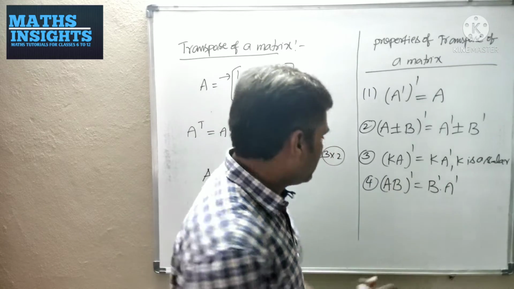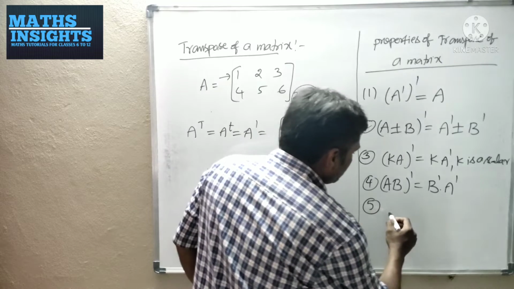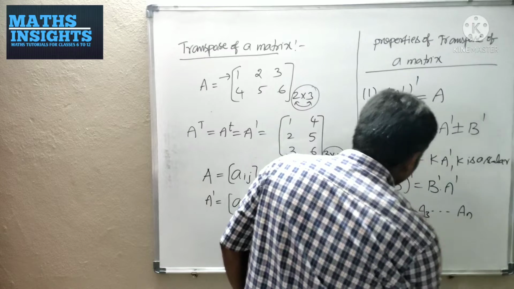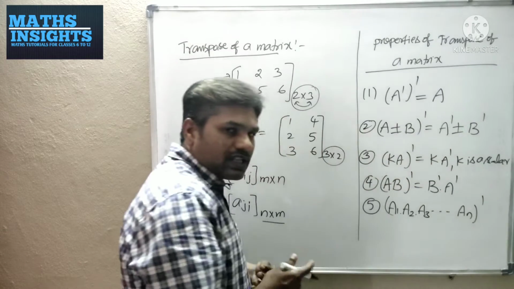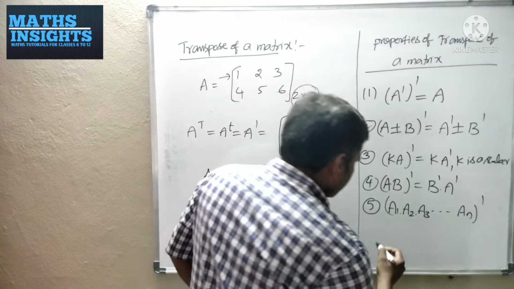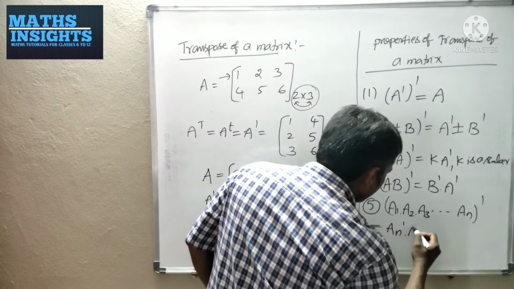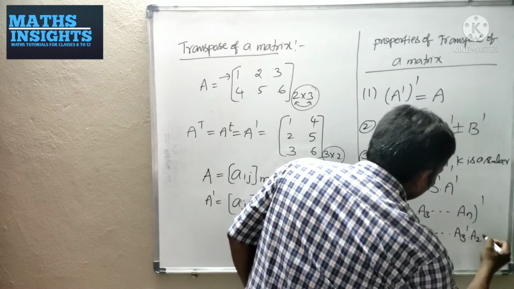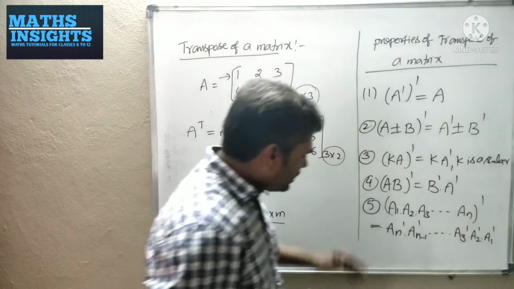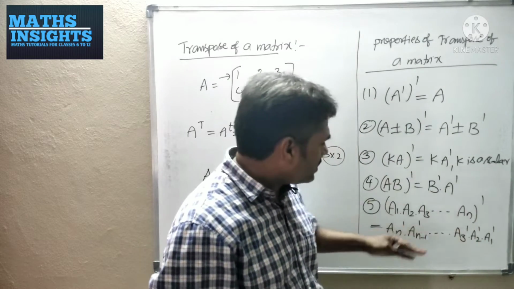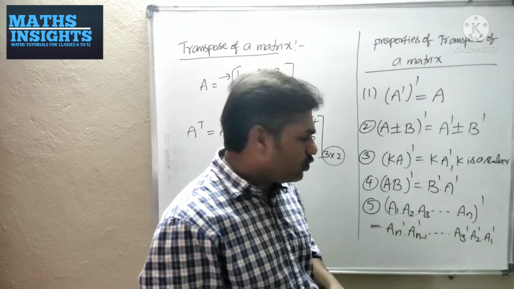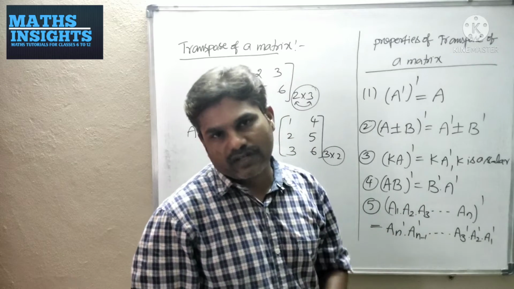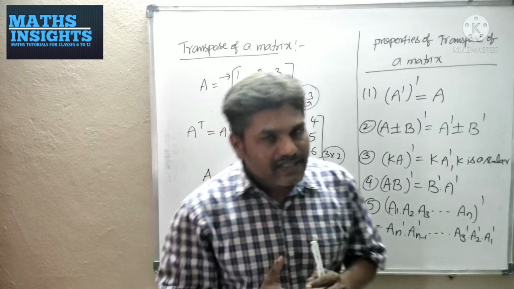conformable for multiplication. So to generalize this, if you take A1 into A2 into A3 and so on, An whole dash, you have to start to write from the last matrix, that is An dash into An minus 1 dash into and so on, A3 dash into A2 dash into A1 dash. Whatever the number of matrices you multiply first, that result will become equal to writing from the last matrix in the reverse order, then you will get the same matrix. This is the transpose of a matrix.